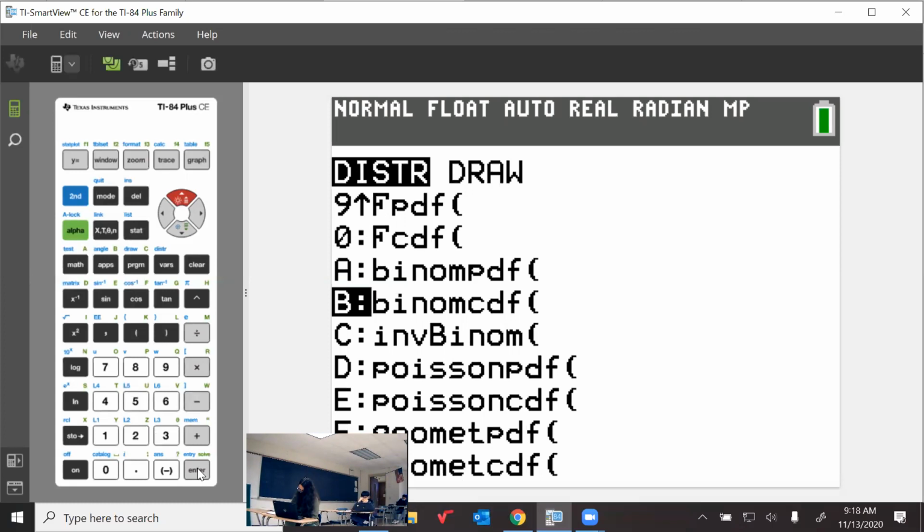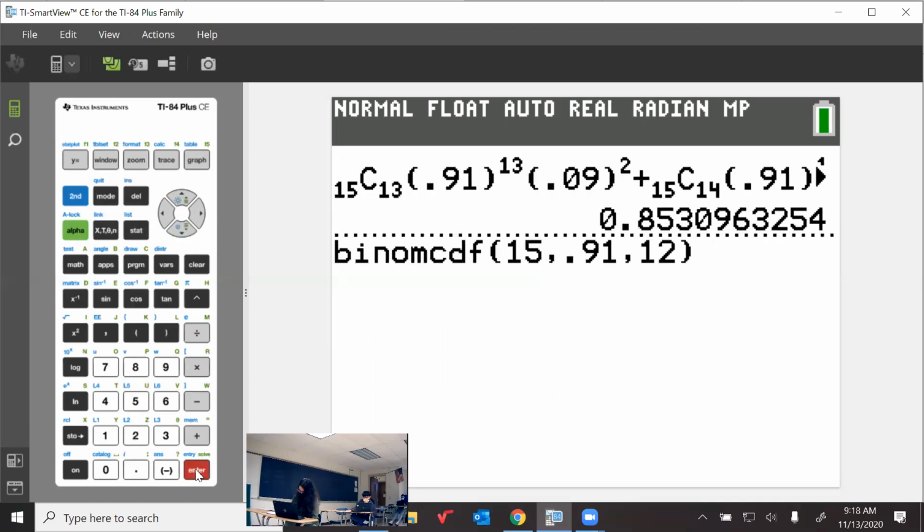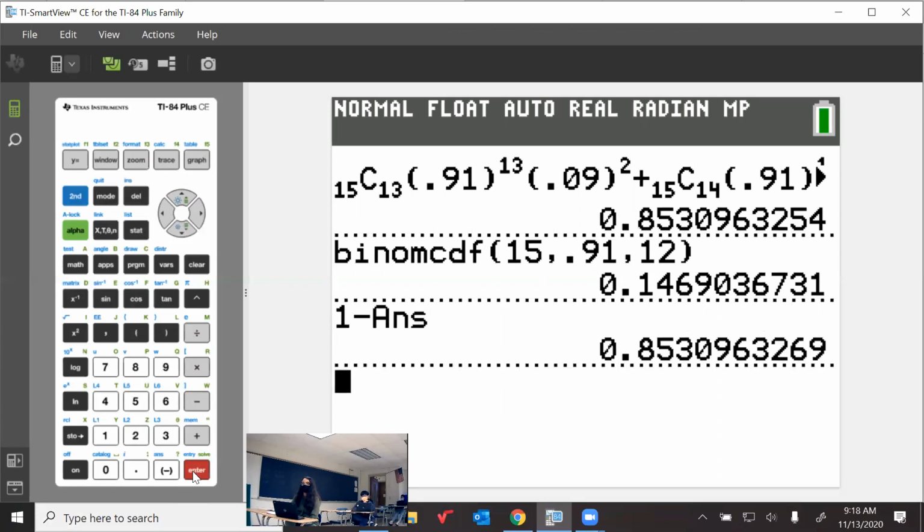So we click on that and say, okay, we've got 15 trials. The probability of success is 91% because we're saying that we don't get the call answered. And we're going up to and including 12. And you see how those two are going to add up to 1. We just do 1 subtract the second answer, which is way more efficient than adding up 13 plus 14 plus 15. Okay?